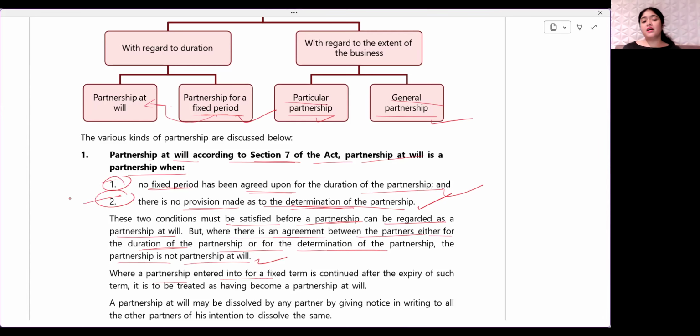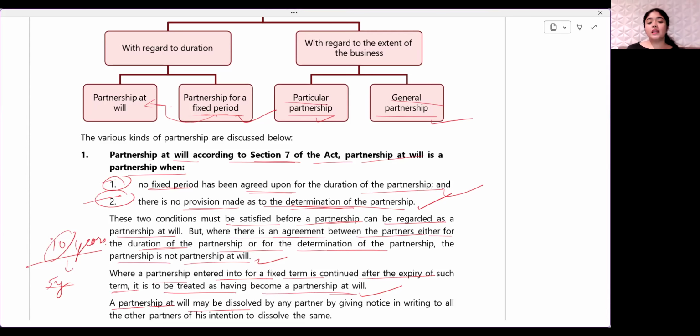Where a partnership entered into for a fixed term is continued after the expiry of such term, it is to be treated as having become a partnership at will. Now what happened? They agreed the partnership will be continuing for 10 years. If this 10 years partnership is now going to continue again for 5 more years, they have not written anywhere that it is going to continue for 5 more years. Still, they work on it and continue it further after the expiry. At that time you can say the partnership is at will.